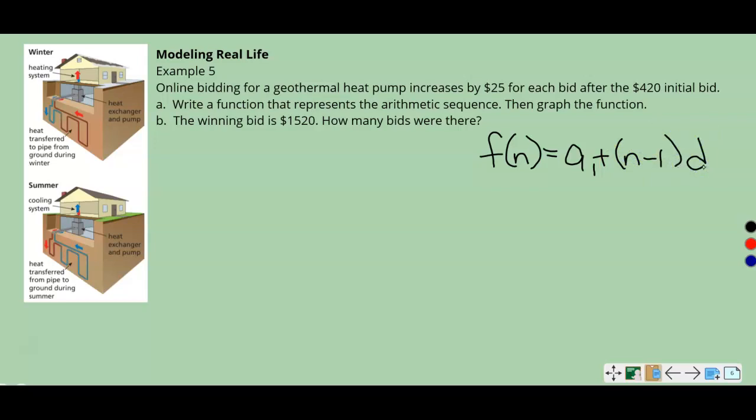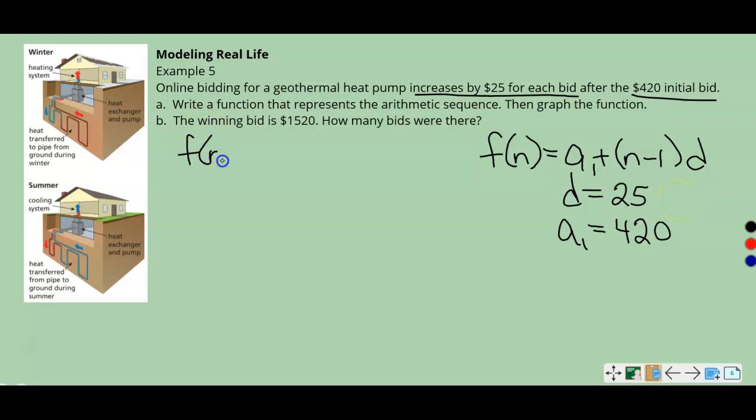All right, so it says it increases by $25 for each bid. So if it increases by $25 for each bid, that means our common difference is going to be $25. And it also says that $420 is the initial bid. So we know that our first bid, our initial bid, is $420. So let's go ahead and take that information and use that to write our function.